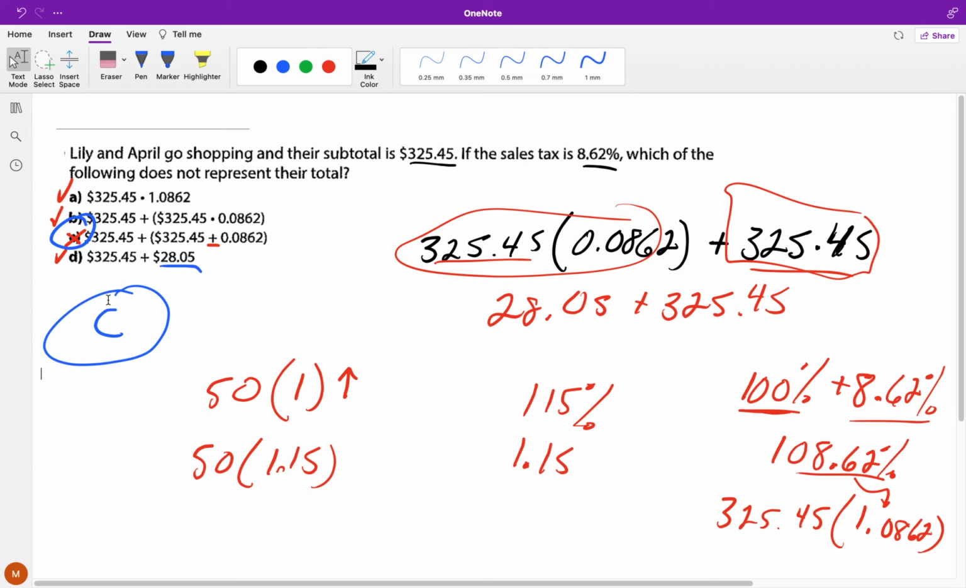On your test here, though, it's not going to be multiple choice. Maybe a question like this could be, but for the most part, everything's going to be open-ended. So you have to be able to show you know what you're talking about.